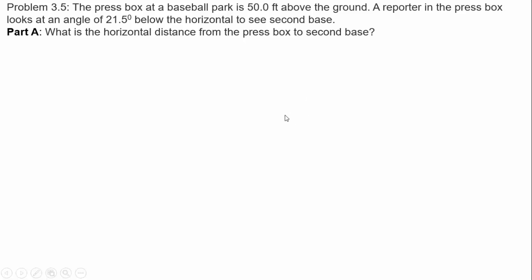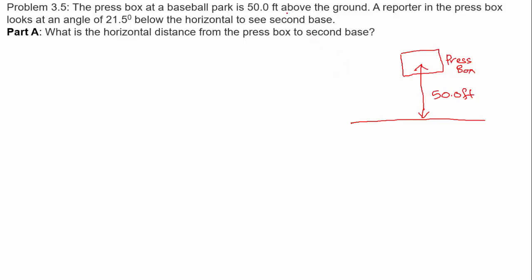Okay, in this problem we are given that the press box is 50 feet above the ground. Suppose this is the press box, this is the ground. So the distance here between the press box and the ground is 50 feet.